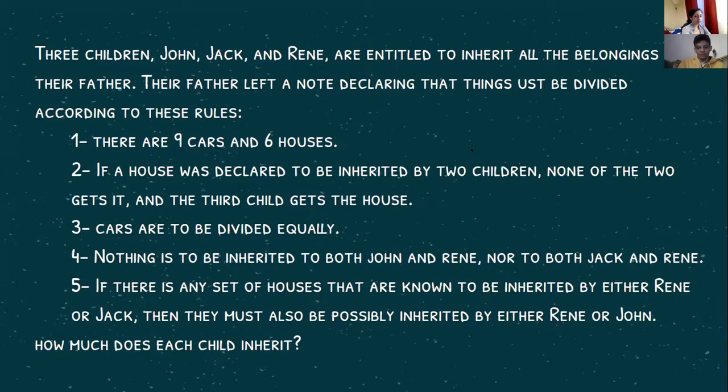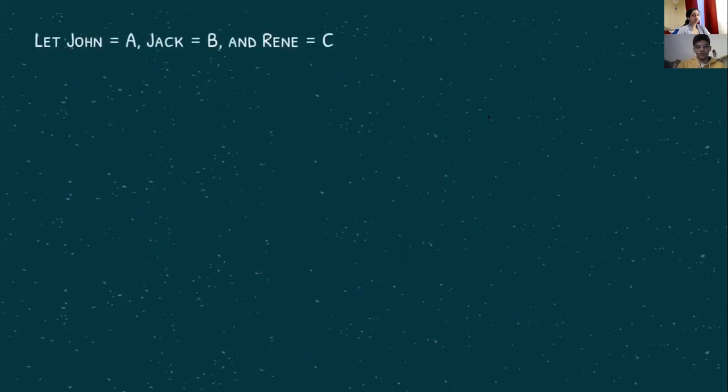Okay, so I think I'll just go through the answer or the explanation. First we'll translate this into set theory language. I will let John equal A, Jack equal B, and Renee equal C. So these will be the classes that I'll be working with.